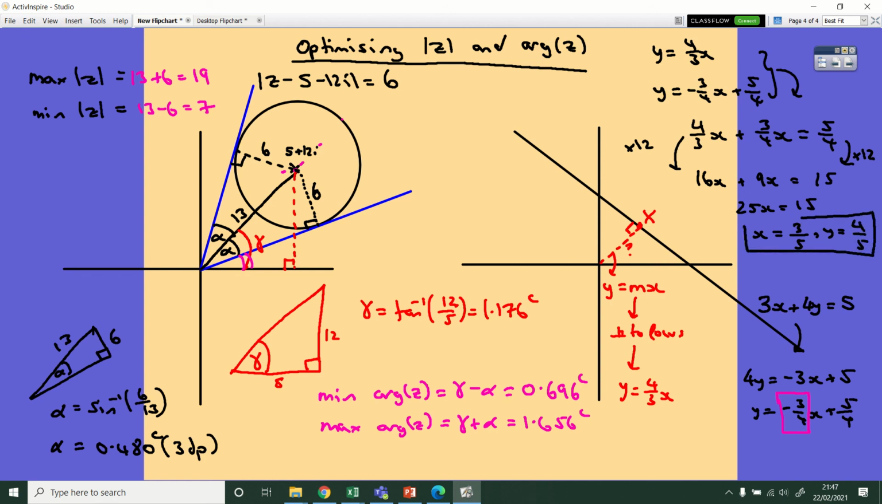Okay, so now I know the coordinate of intersection. That's what capital X is, and then its distance to the origin is what I'm after, the minimum value of mod z. So these are the components. If I put them into Pythagoras, I can get the answer. Okay, and I'll leave you to check that that equals 1, just to finish off. Okay, that's my final answer.